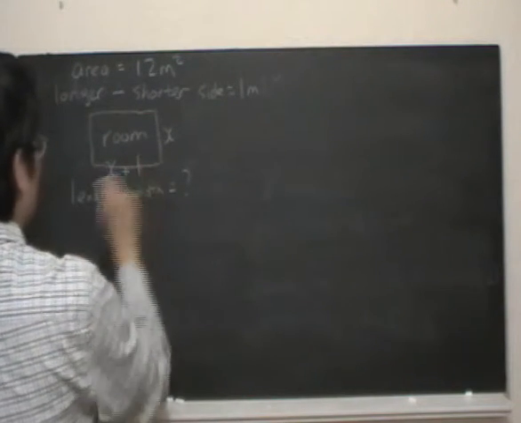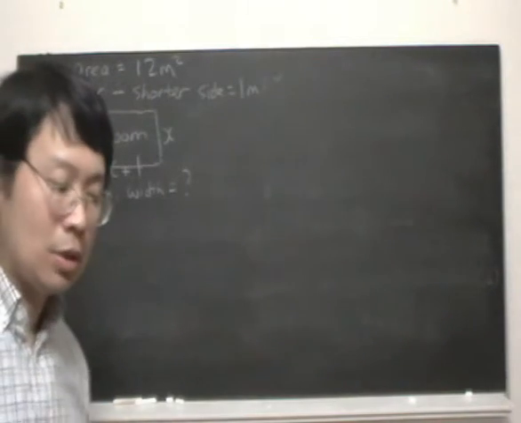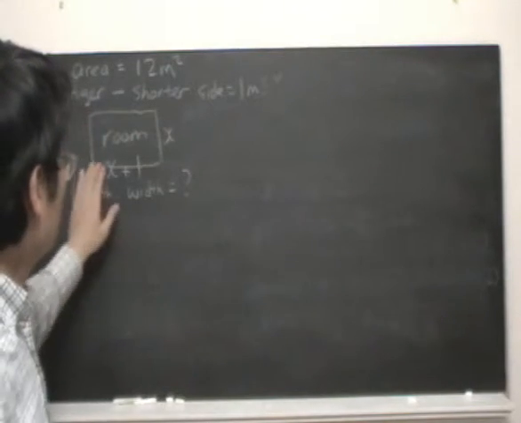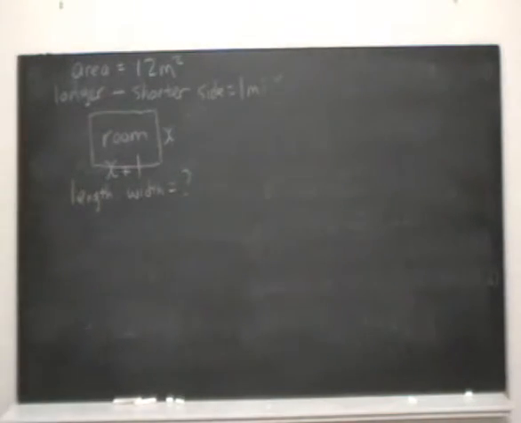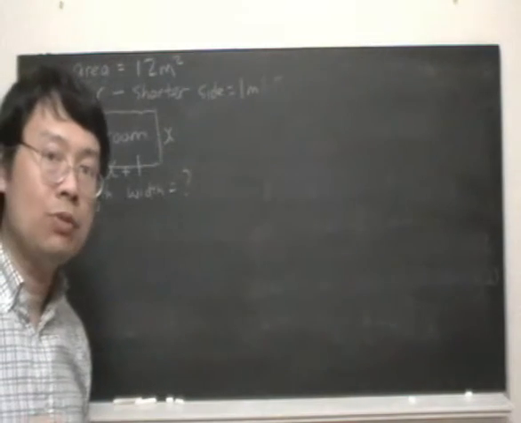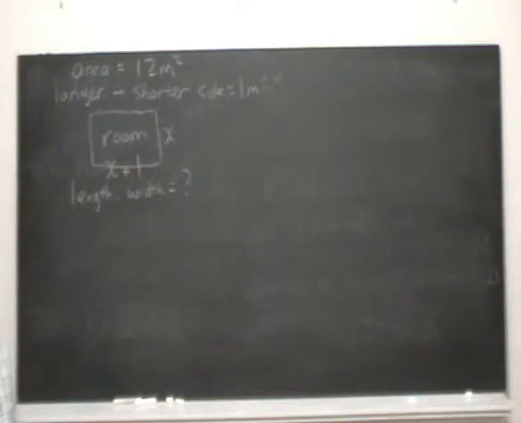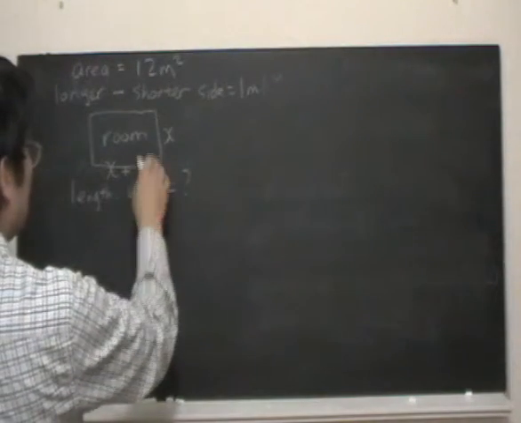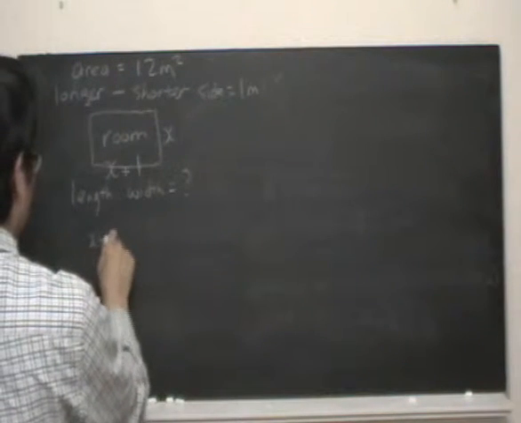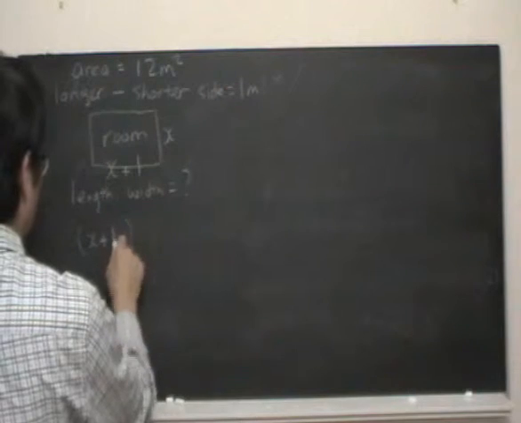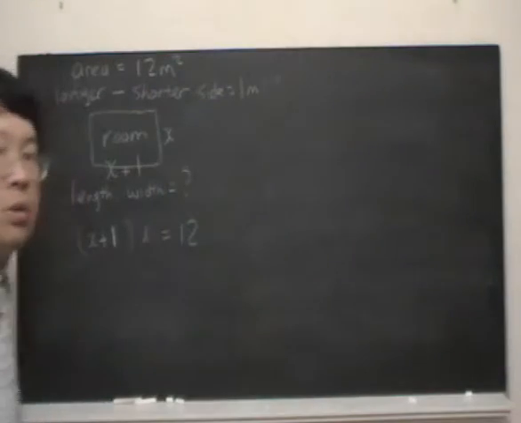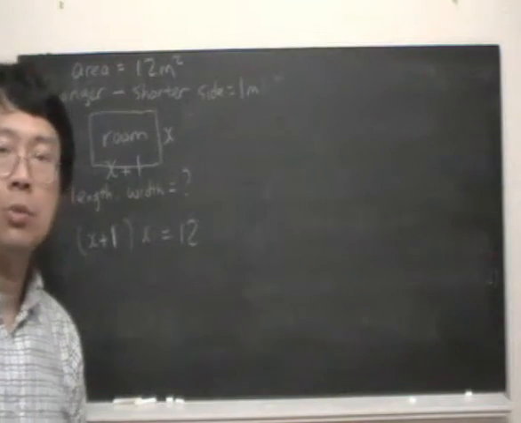That means that the longer side must be x plus 1. The longer side must be longer than x by 1 meter. So it must be x plus 1. And we know that the area is equal to 12 meters squared, and area is the length times the width. So therefore x plus 1 times x must be equal to 12. So now we have our equation.